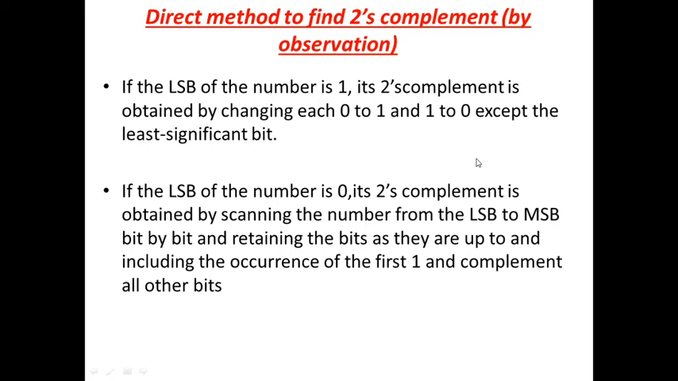You have to observe the LSB of the number. Suppose a binary number is given to you and you are asked to find out the 2's complement. What do you do? Just observe the least significant bit. If it is 1, do this step. If the LSB of the number is 0, do this step. Now let's see what it is. So if the LSB of the number is 1, its 2's complement is obtained by changing each 0 to 1 and 1 to 0 except the LSB.